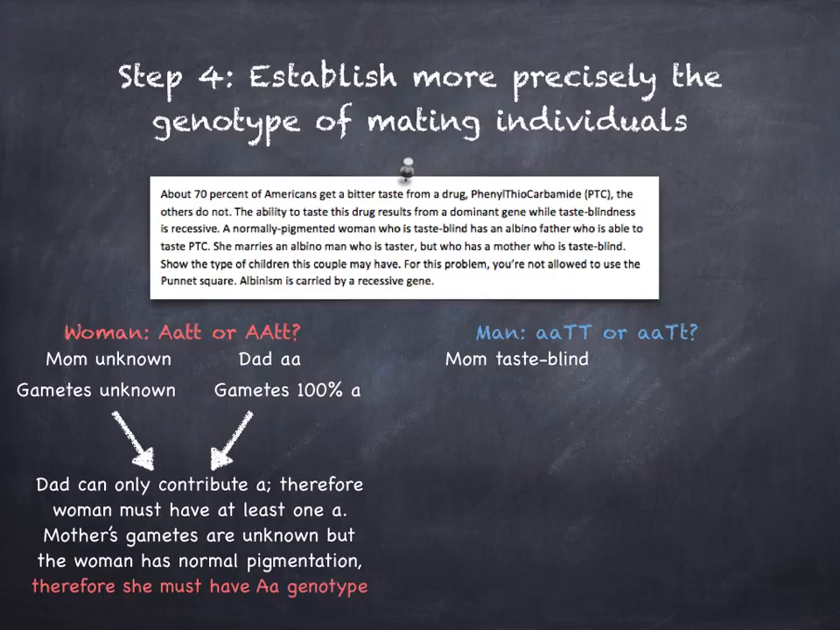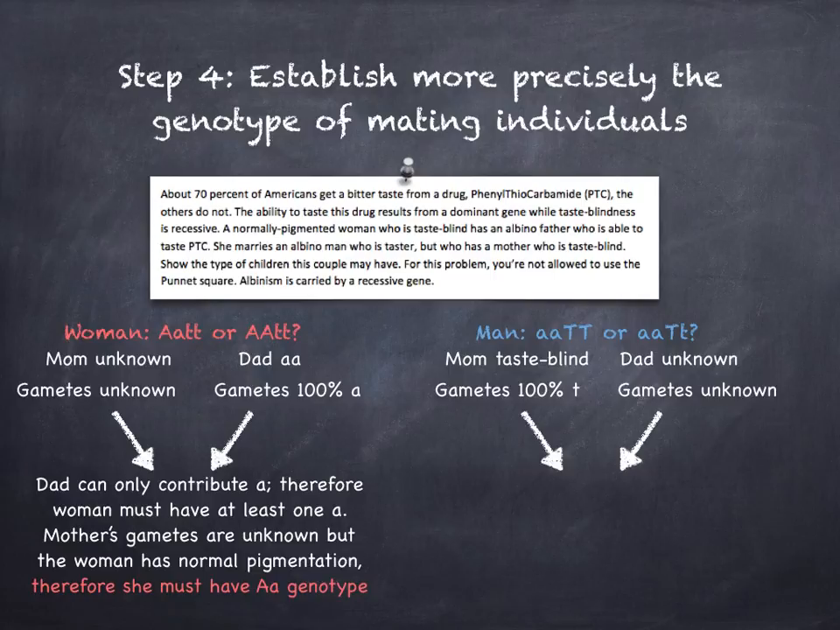Because the mom was taste blind and this is a recessive gene, we know that all of her gametes contained only small t. So she had no gametes that could contribute a big T to this man. We have no information about the dad, and the gametes of the dad are unknown, but we know that the man is carrying at least one big T because he is a taster.